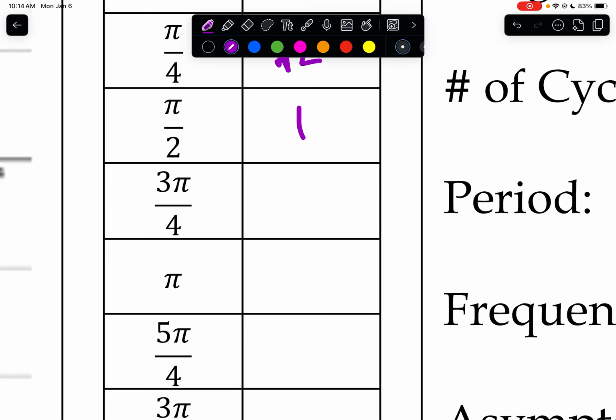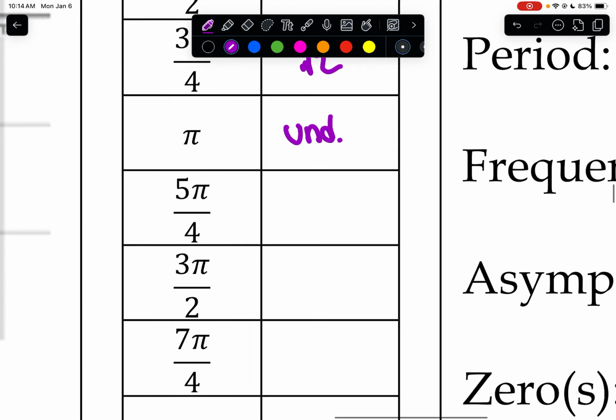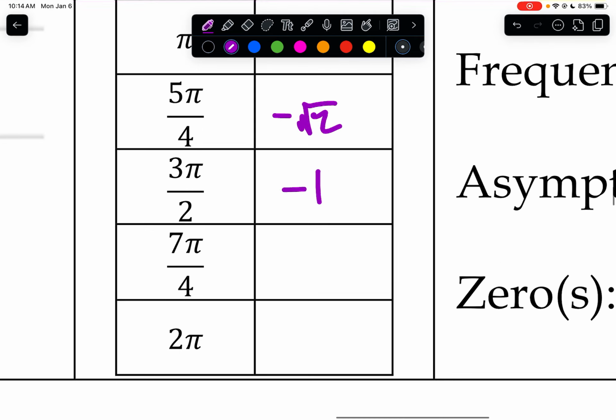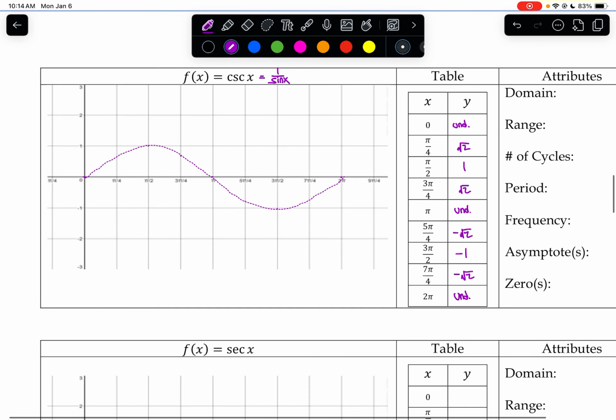Yes, sorry. So sine at 3 pi over 4 is going to be root 2 over 2. Flip it, and then simplify, and you're going to get root 2. And then at pi, you have 0. So if I flip it, I get something that's undefined because I can't divide by 0. 5 pi over 4 is going to give you negative root 2. Then you're going to get negative 1, negative root 2, and then last but not least, undefined when you continue that pattern.